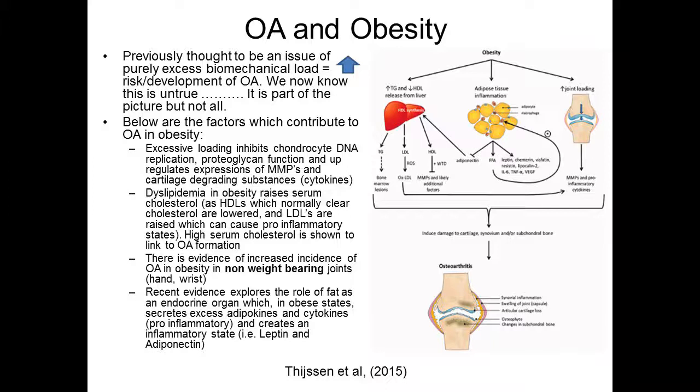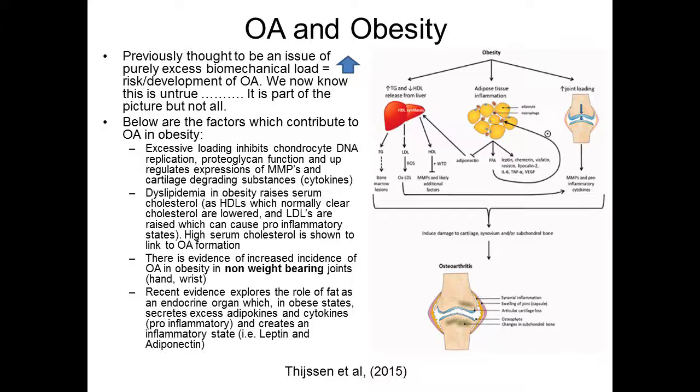So I'm going to have a look at some of the other factors which contribute to the development of osteoarthritis in states of obesity. So yes, initially the excessive loading does inhibit chondrocyte DNA replication, and so essentially inhibits the formation of normal articular cartilage. Proteoglycan function is also inhibited, and so that normal hydration and maintenance of homeostasis in the cartilage is disrupted, and upregulation of MMPs occurs, and so that degradation of cartilage is increased, and so that balance of wear, tear and repair of the cartilage in the joint structures is lost.